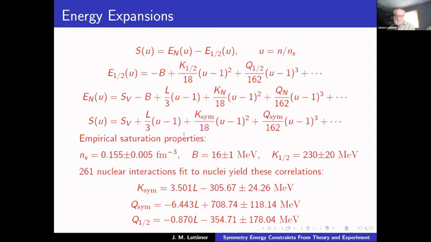As Bill pointed out a couple of days ago, there is uncertainty in the empirical saturation parameters. So for this talk, we will consider saturation density as being 0.155 with a few percent uncertainty, binding energy with several percent uncertainty, and the incompressibility parameter with about a 10% uncertainty. The rest of the higher order parameters turned out to have a high degree of correlation with the slope parameter. So studies, for example, of 261 nuclear interactions led to these correlations, which we will find useful to implement in the following discussions.